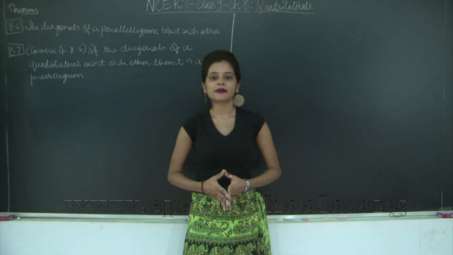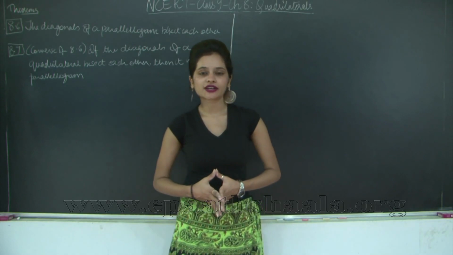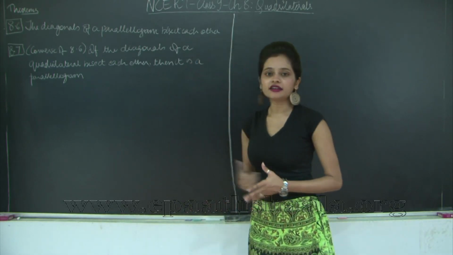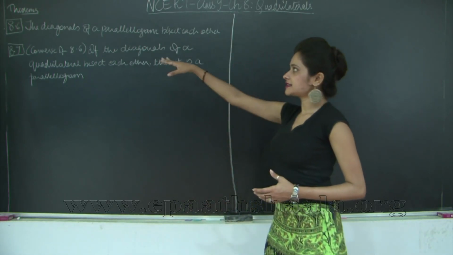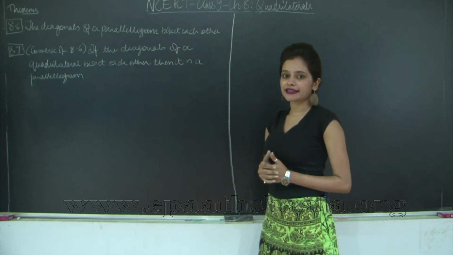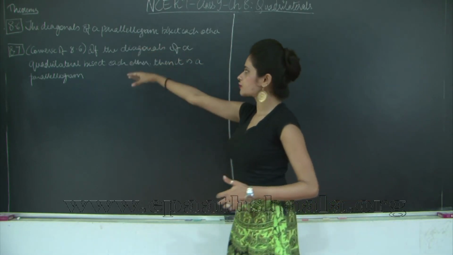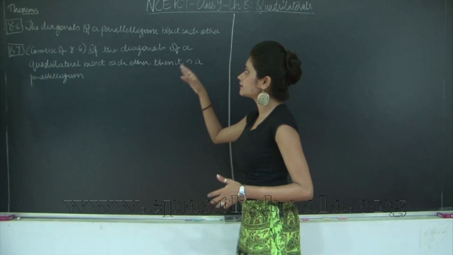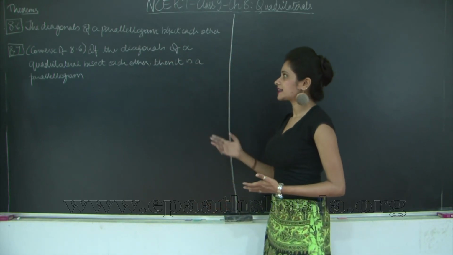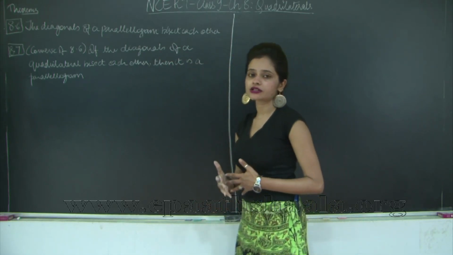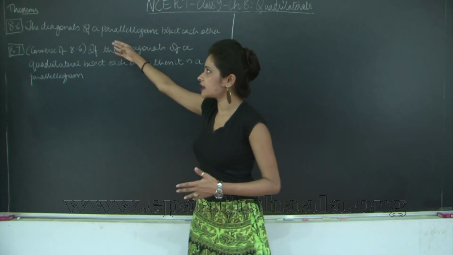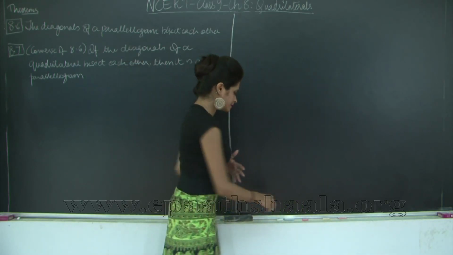Hello students, welcome back. Let us continue with chapter 8 quadrilaterals. We will take a look at the two theorems, that is the diagonals of a parallelogram bisect each other, and the converse of it, that if the diagonals of a quadrilateral bisect each other, then the given quadrilateral is a parallelogram. So let us start with theorem 8.6.